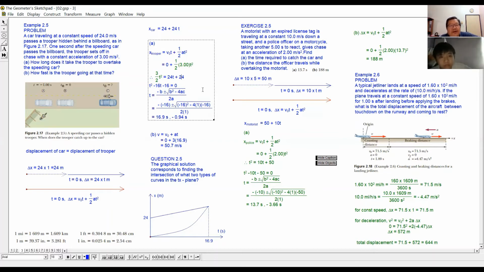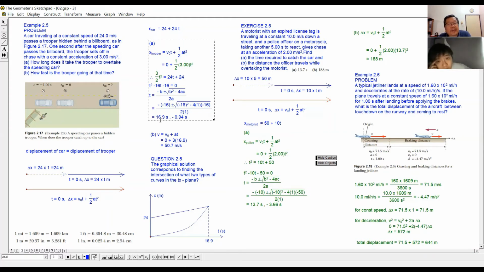Now the formula for solving quadratic equation is this: minus b plus or minus square root of b square minus 4ac, divided by 2a. Have you come across this formula before? Solving quadratic equation? Yes, sir. You have learned before. Okay, so I substitute the A, B, and C inside. A is 1, B is negative 16, and C is also negative 16. You substitute everything inside, then use your calculator.